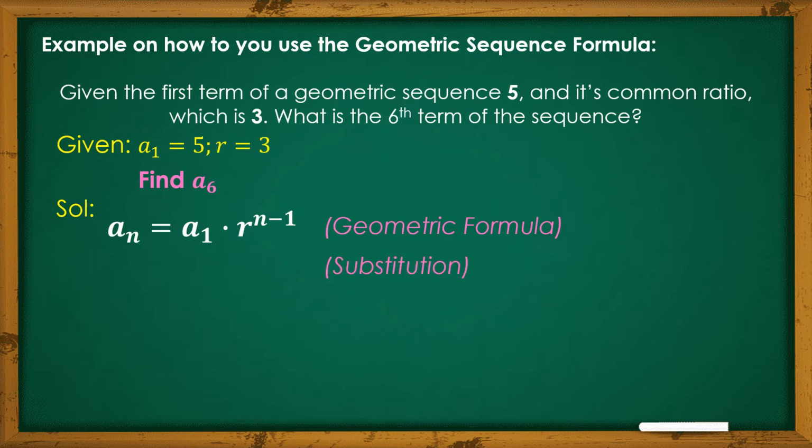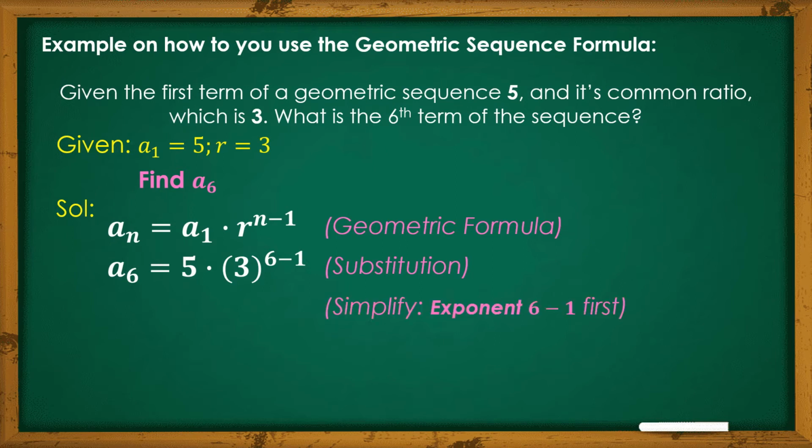Now, let's have the substitution. n is 6 because we are looking for the sixth term. 5 is our a sub 1 as given, and r is 3, which is our common ratio. Anong unahin nating isolve? Correct, by PEMDAS rule, we need to simplify first the exponent. 6 minus 1, which gives us raised to 5.